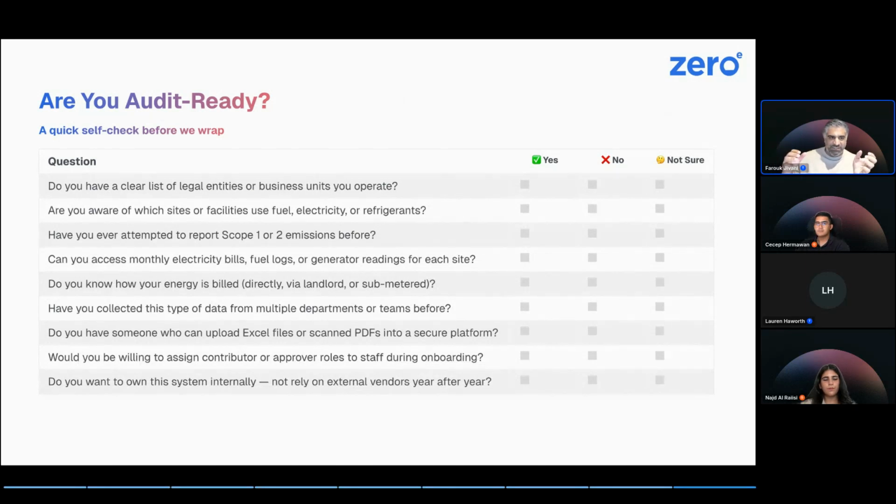And our evaluation of this is, if you answered yes to 4 of these questions, then you're ready to immediately implement a system, right? And if you answered no or not sure to any of these questions, then you're in a position to work with an organization like ours to help you become audit ready and implement the system simultaneously, because we'll train your team as we go ahead.